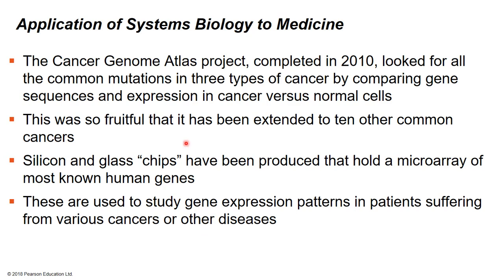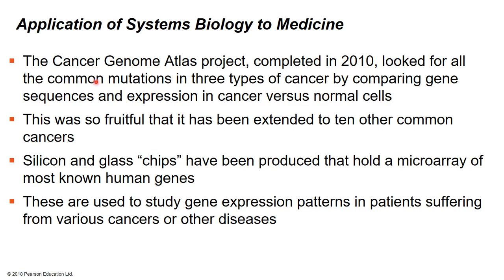It turns out that we could use systems biology to study cancer and determine which genes are involved in cancer, and how the gene expression in cancer cells differs from the gene expression in normal cells. Of course, this was done through a project called the Cancer Genome Atlas, in which scientists used systems biology to look for the major differences between cancer cells and normal cells.